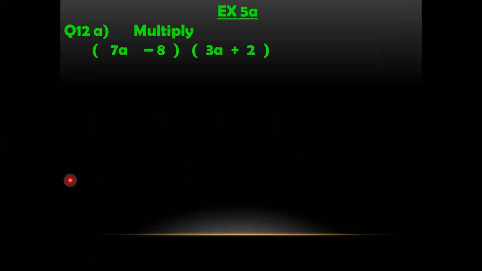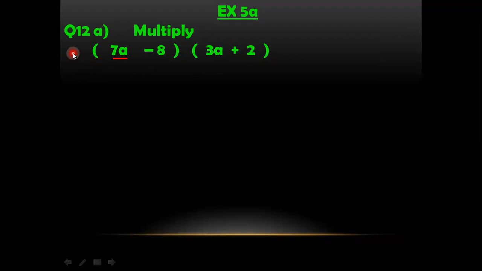And for this exercise, exercise 5A, question number 12, part A. For example, now we are going to learn how we will multiply horizontally. These are the two terms, multiplicand and the multiplier. It is a binomial, it is also a binomial. Along with the binomial, they are also polynomials because their exponents are whole numbers.